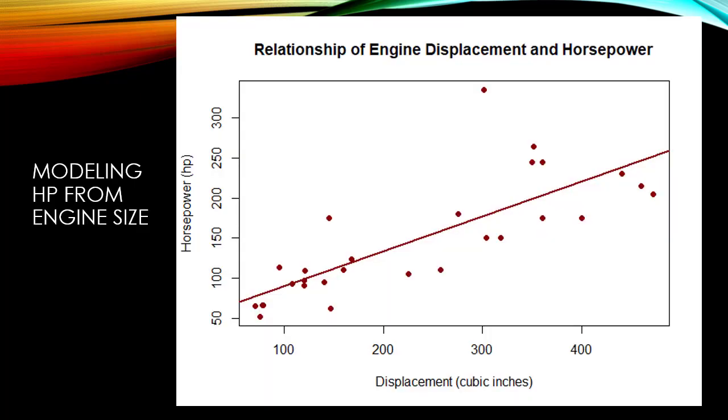Here is a scatter plot illustrating the relationship of engine displacement, which you can think of as engine size, and horsepower, or power of the engine. We have modeled horsepower as a function of engine size with the linear least squares regression line. How do we find this best fitting line? We do it with the regression equation.